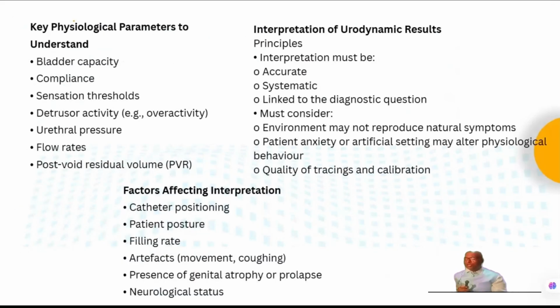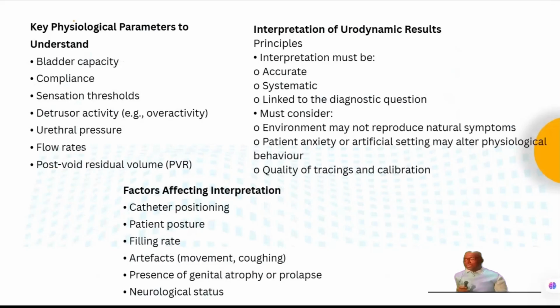Now, what are the key physiological parameters to understand? From these urodynamics, we need to understand the bladder capacity, the compliance, sensation thresholds, detrusor activity or overactivity, urethral pressures, flow rates, and post-void residual volume. So these are the things we should be able to understand from urodynamic testing.